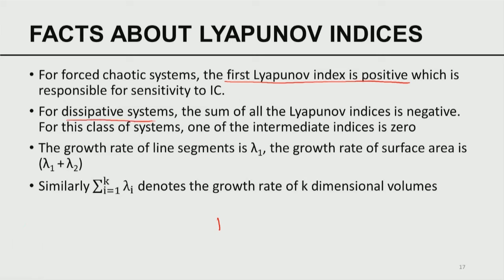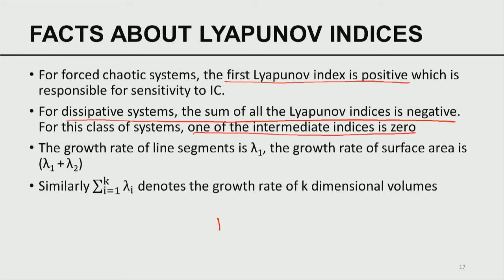This can be proven. It is proven in many good books on introduction to chaos theory. For this class of system, one of the intermediary Lyapunov indices is also 0. I'm going to illustrate it further. These are some of the well-known facts I'm trying to summarize. Explaining each of these will take at least 1 or 2 lectures, but here I'm trying to collect many of the results.